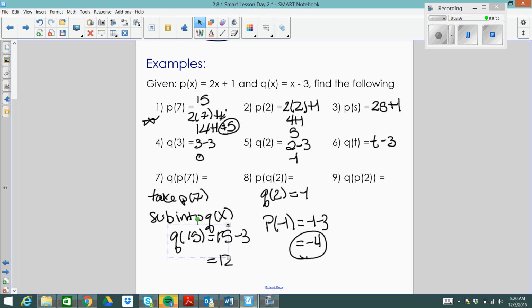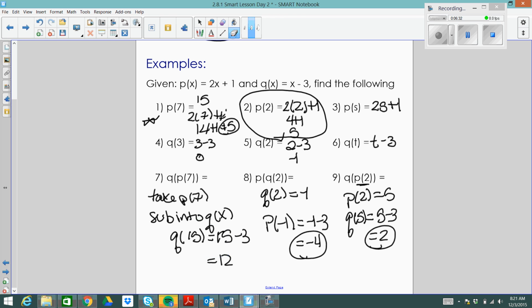So q of p of 2 is going to be opposite. We're going to first substitute 2 into p of x, which we already did up here, and got 5. So p of 2 gave us 5. And then we're going to substitute that answer into q of x, which is, oh shoot, I just realized I did that last one wrong. I'll come back to it. Q of 5, which is 5 minus 3, which gives us 2.